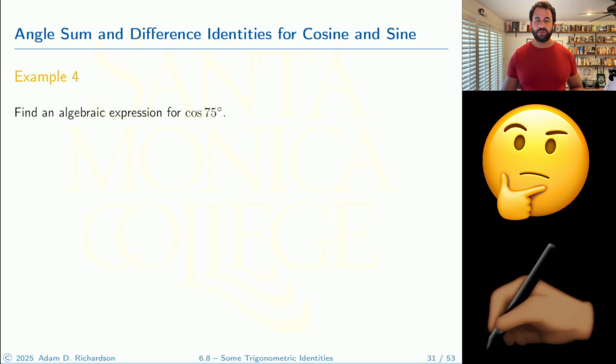Okay. Now try to work it out on your own, and I'll give you a couple of hints right now. Use the angle sum identity for cosine, and remember that an algebraic expression doesn't involve trigonometric functions, okay? Those are my two hints. Try it now.